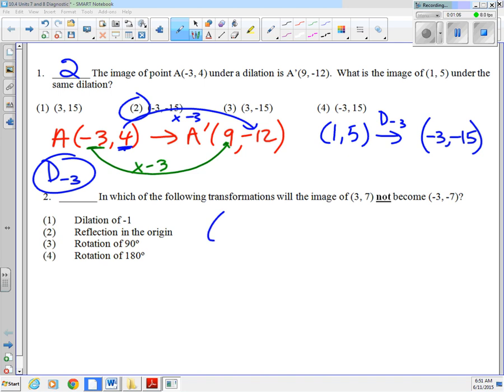So these you can kind of take choice by choice. If I take (3, 7) and dilate it by a factor of -1, I'm multiplying by -1, I get (-3, -7). So that would become (-3, -7). A reflection in the origin.